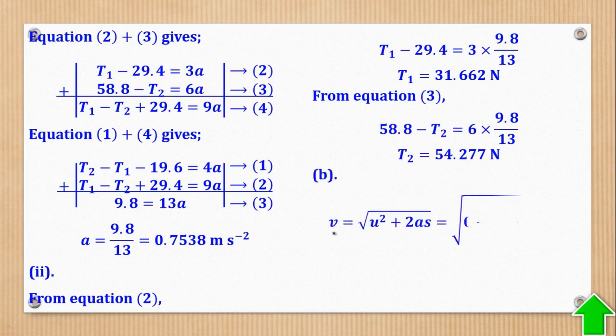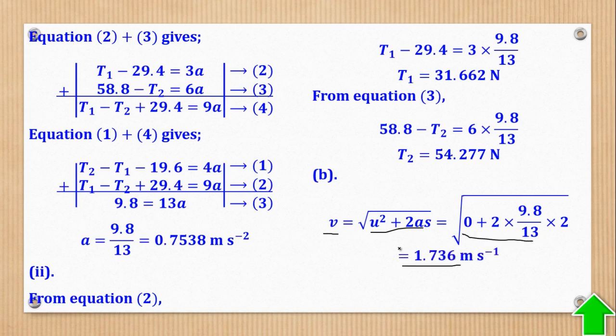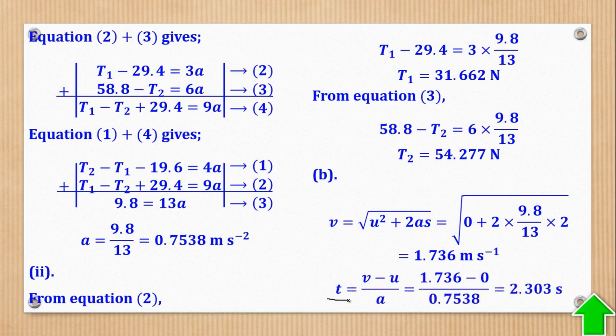Then for part B, we shall use the third equation of motion. V will be equal to the square root of that. We should substitute and get the velocity. Then for the time, we use the first equation of motion to get this, and that's what they wanted.